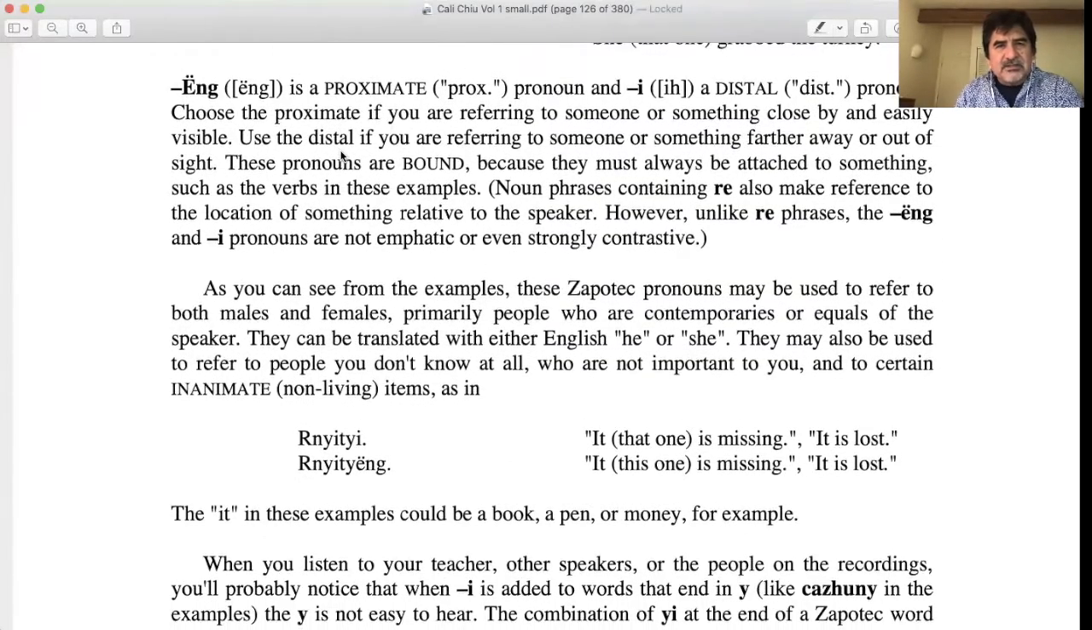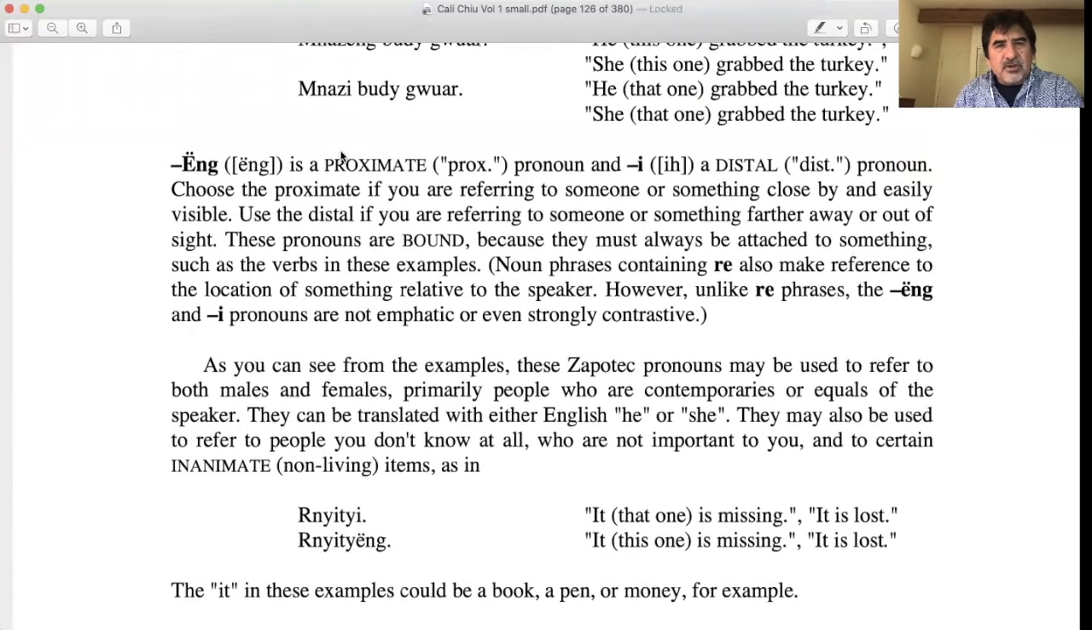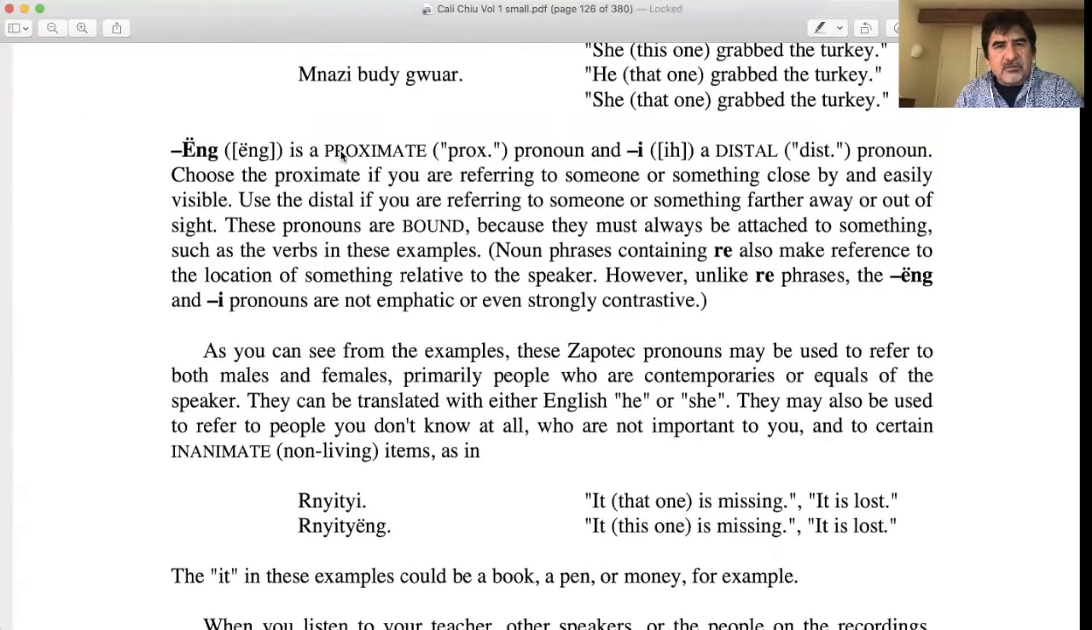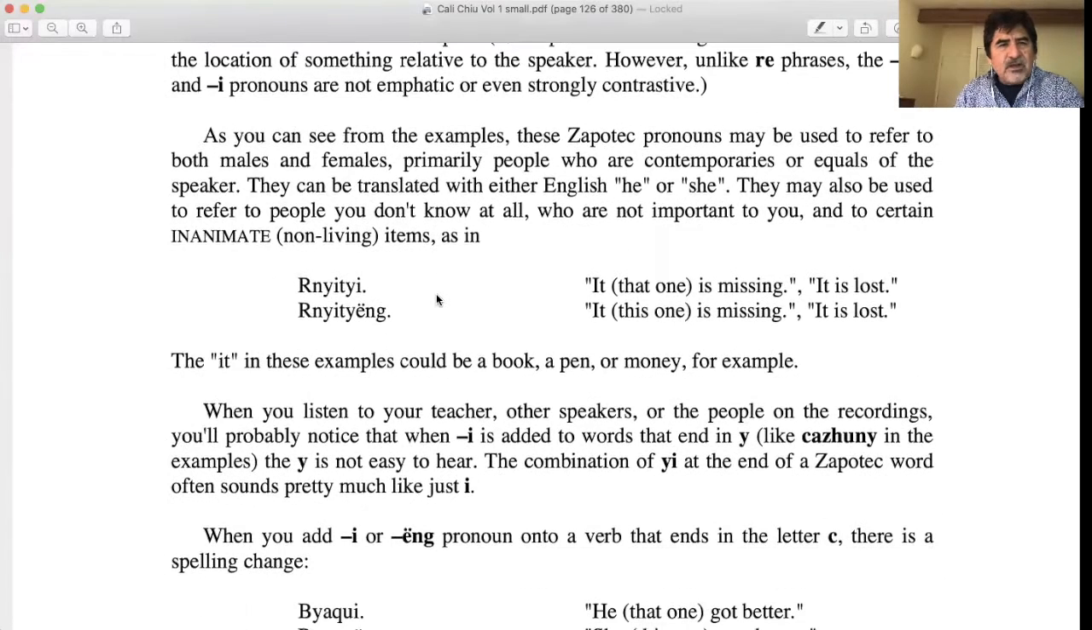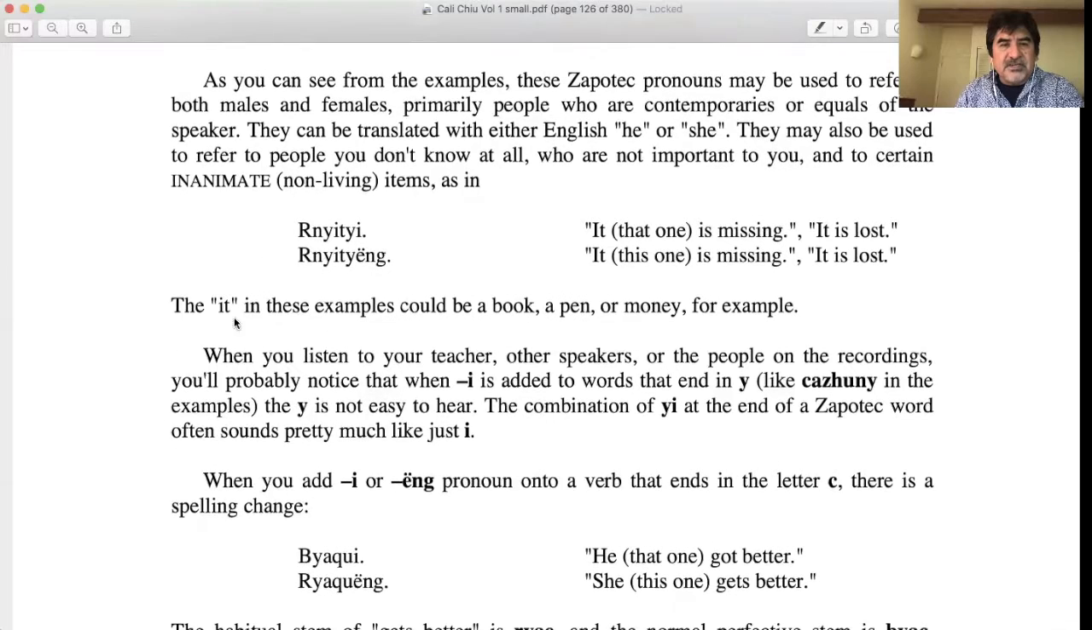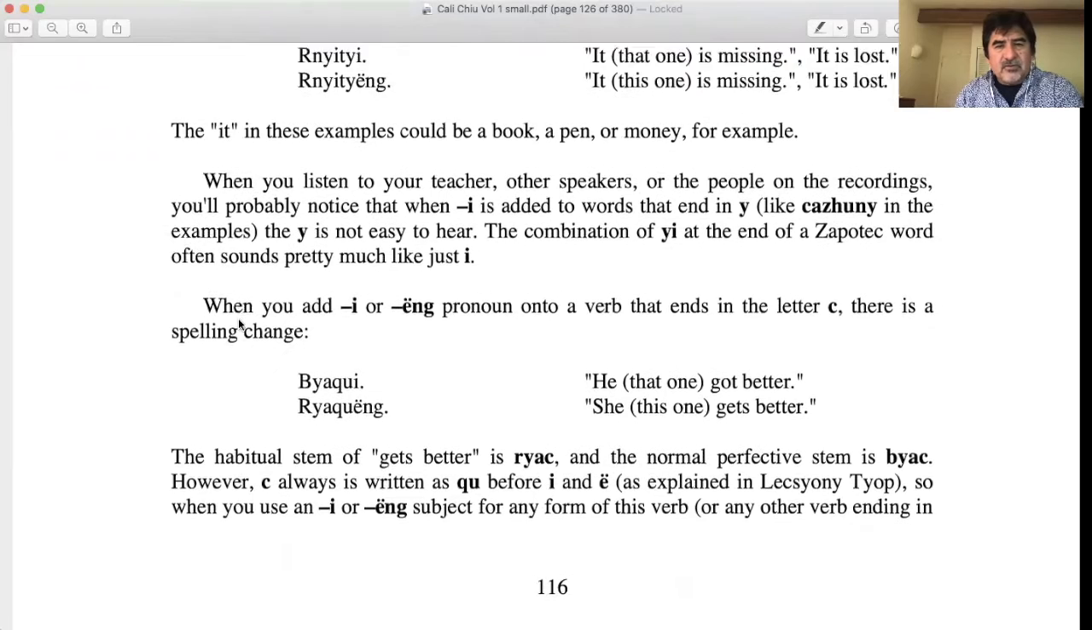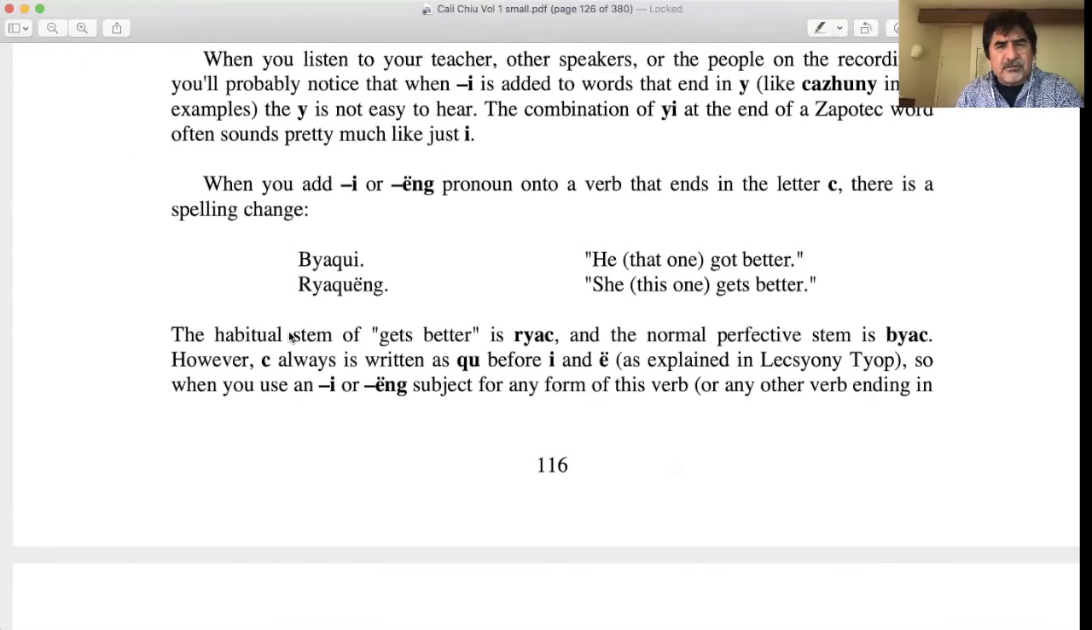Again, these are called bound pronouns, okay? Bound, because they're attached to the verb in this case. Also, the i can be used for inanimate, non-living items such as rniti, right? Or also the eng, rnitian. It's the it.